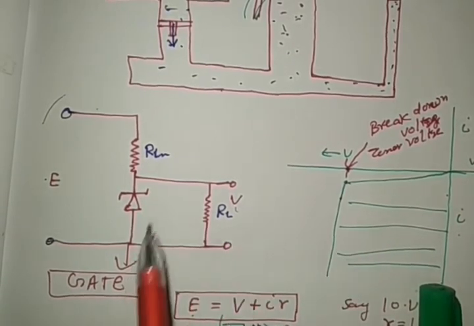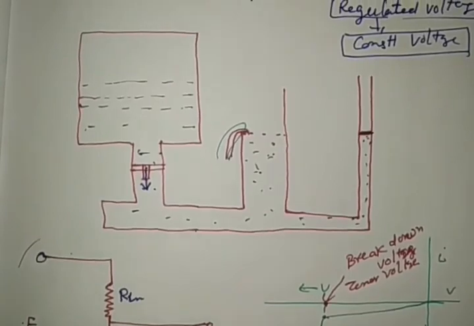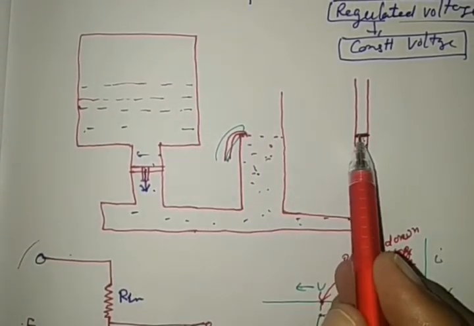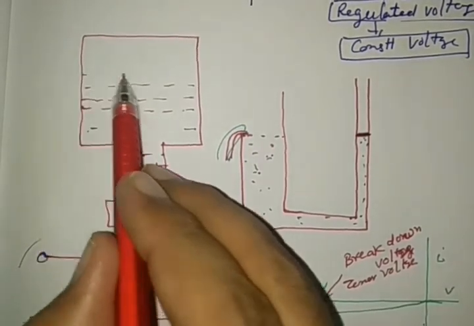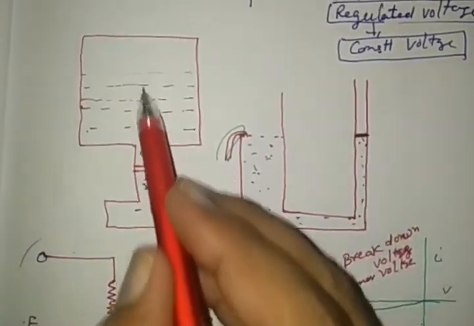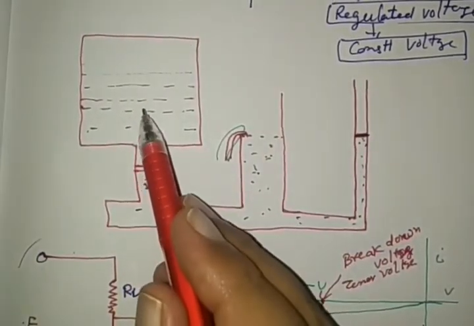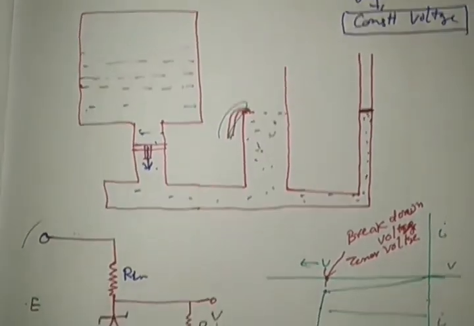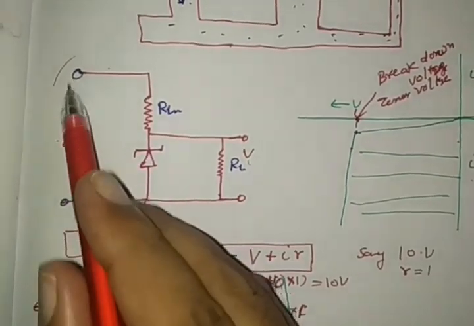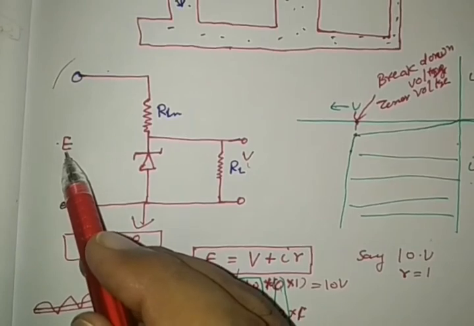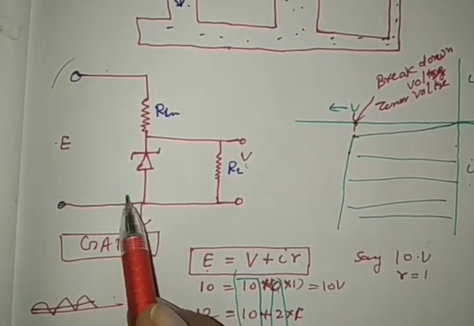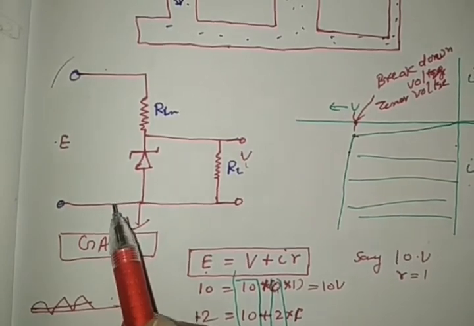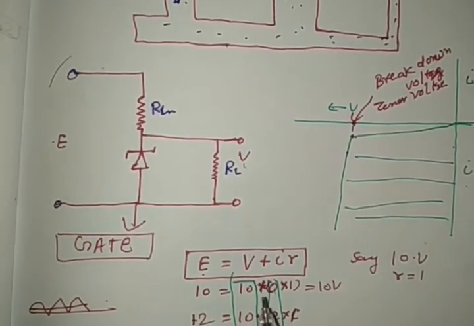But one thing is important in both of the examples. If you want to maintain a constant level of fluid here, the level must be higher than the inlet. The pressure must be more here. Same as here, the input voltage E must be greater than this. In that condition, this gate works, otherwise not. So this is all about the Zener diode.